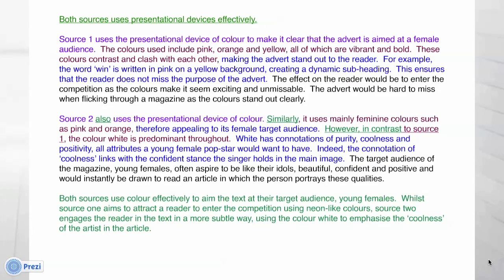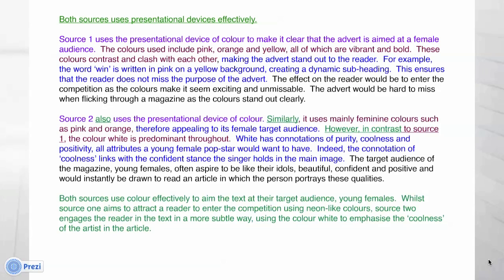Okay, so like I said, I use the sentence at the beginning to make a direct comparison immediately. So I start off with both sources use presentational devices effectively. So all of the bits in green are my comparisons. Then I say source 1 uses the presentational device of colour to make it clear that the advert is aimed at a female audience. So that's where I tell the examiner I know that the device of colour has been used, and I can also explain how it's been used or why it's been used.